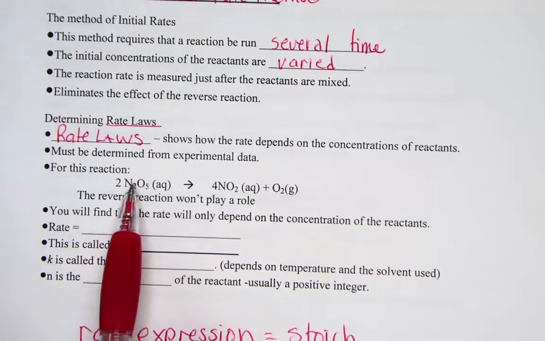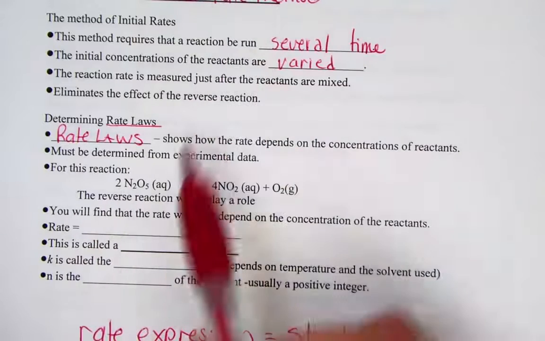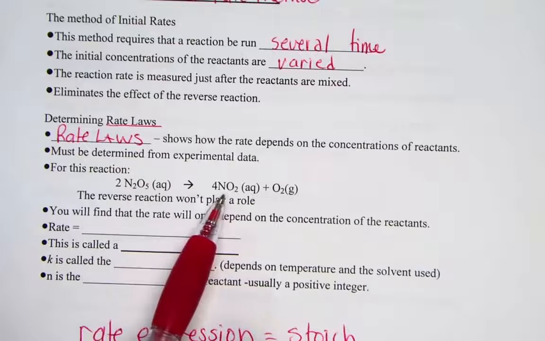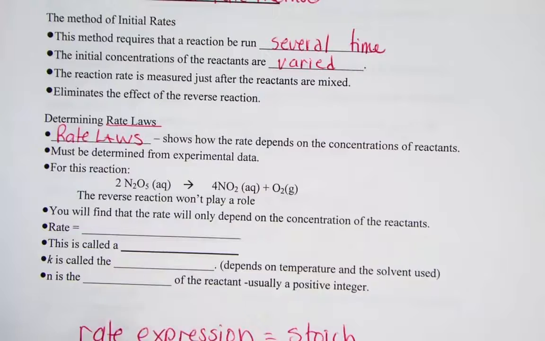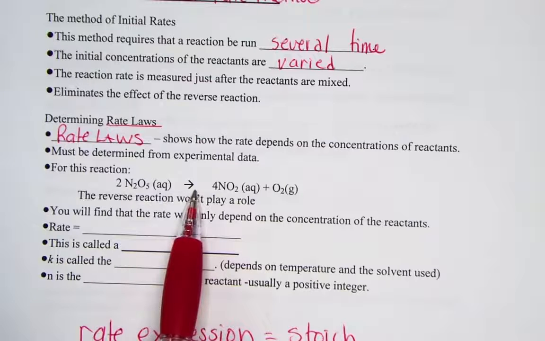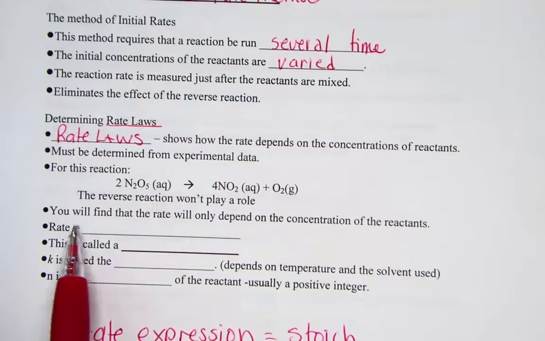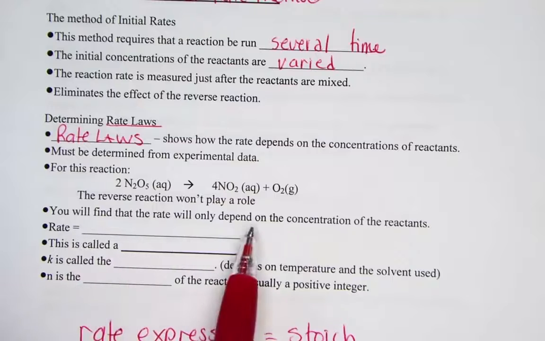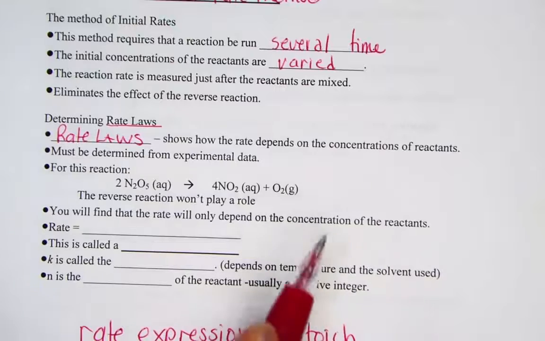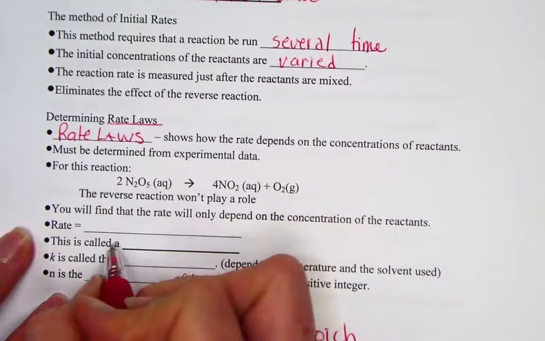If this reaction, and again we wrote that up above if it looks familiar, dinitrogen pentoxide decomposes into 4 molecules of NO2 and 1 molecule of O2. If the reverse reaction does not play a role, notice it's only a forward arrow, you can find the rate will only depend upon the concentration of the reactants. So we write what's called a rate law.